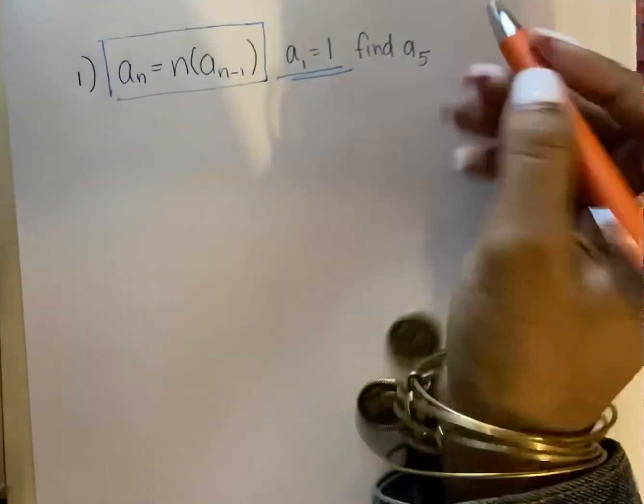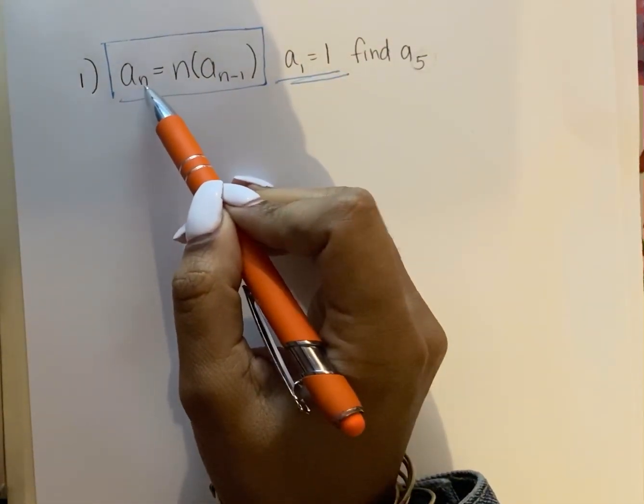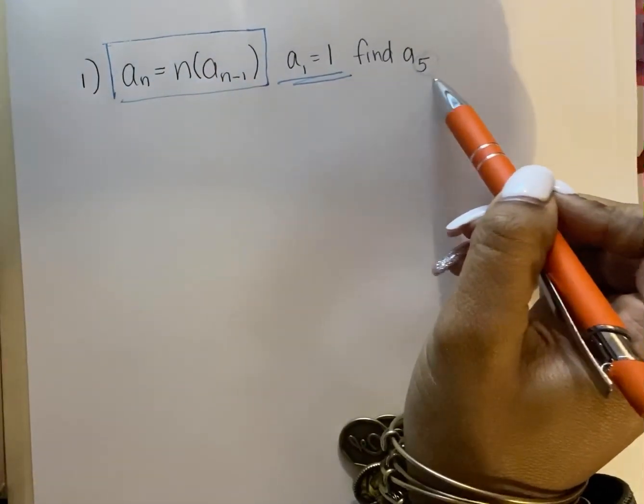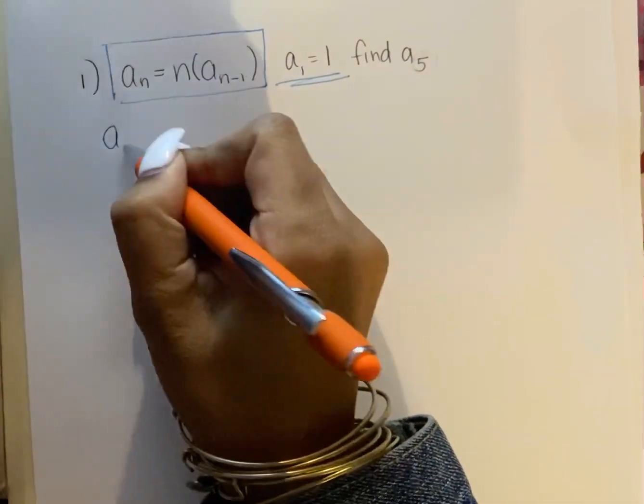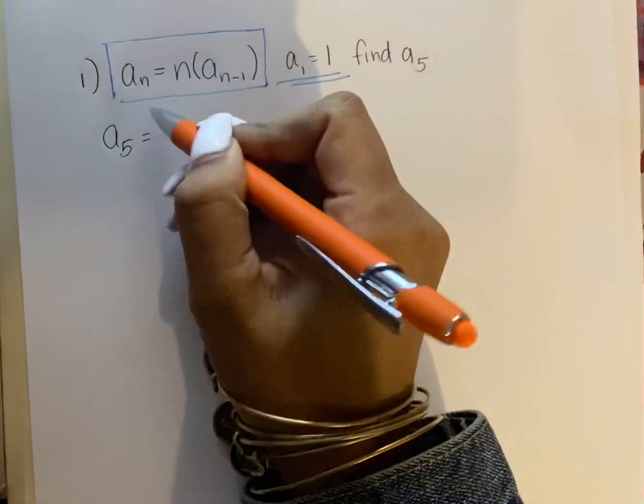So they want me to find the fifth term. So remember, n is the number or the placement of the term. So they want us to find the fifth term. So that means I really want to find a of 5. All right, so everywhere that you have the n, you're going to replace it with a 5.